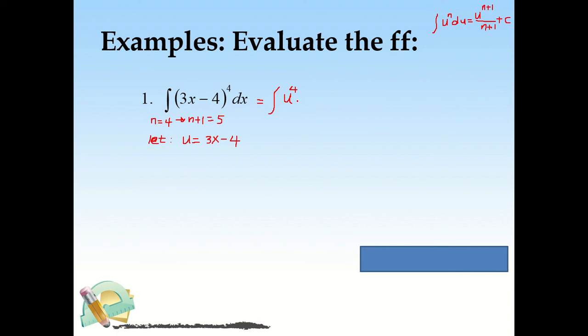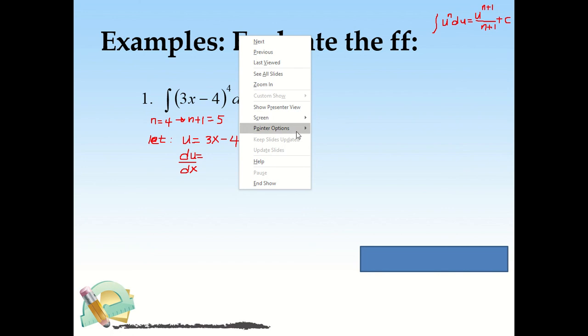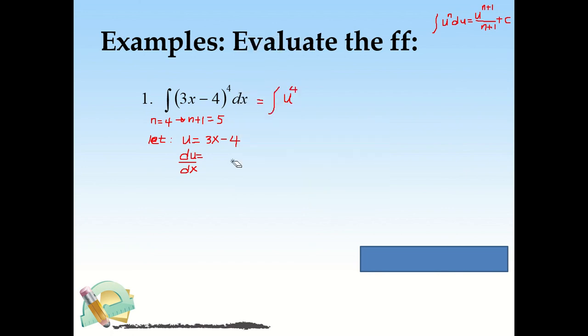So we have to find what our du is. From u, if our u is 3x minus 4, then our du, from our differential calculus, when you find the derivative of this, you have the derivative of u with respect to x, right? So we do it this way. Okay, I will write it properly, class.